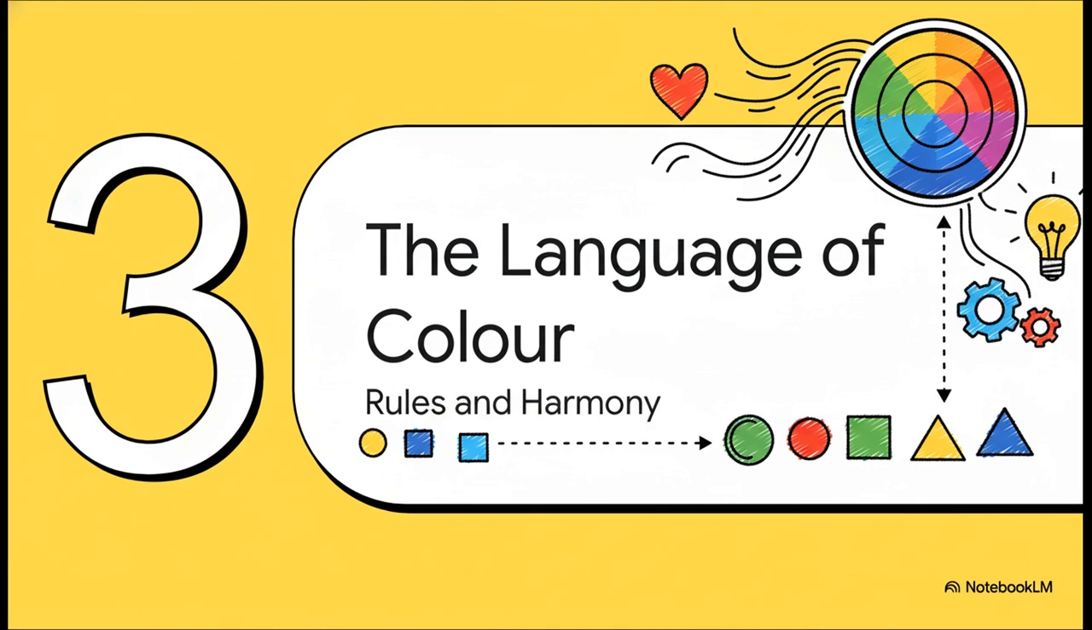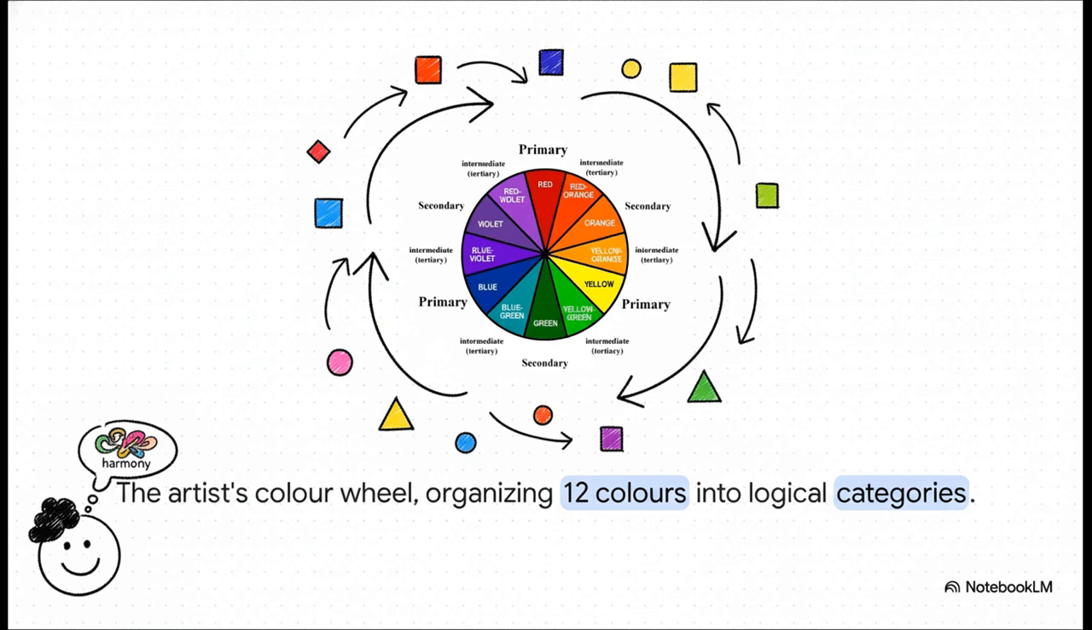But now let's talk about the element that probably has the biggest emotional punch of all, color. And picking colors isn't just about what you like. Oh no, it's a science with its own rules and its own language for creating beautiful, harmonious combinations. And this right here, this is the master key, the color wheel. It's a simple tool that brilliantly organizes 12 basic colors and shows you exactly how they relate to each other.